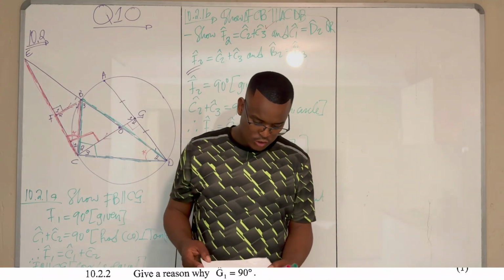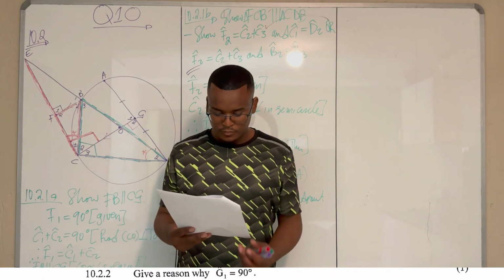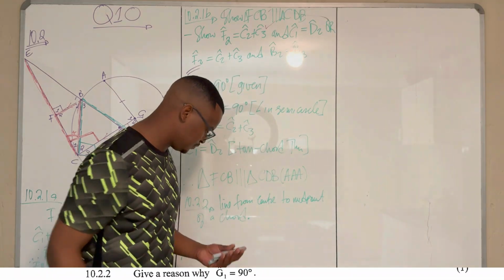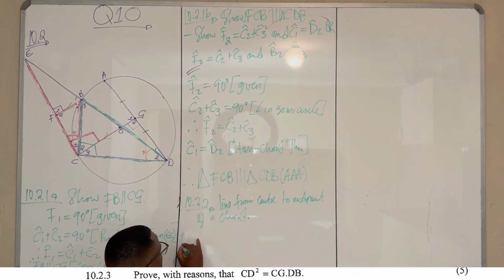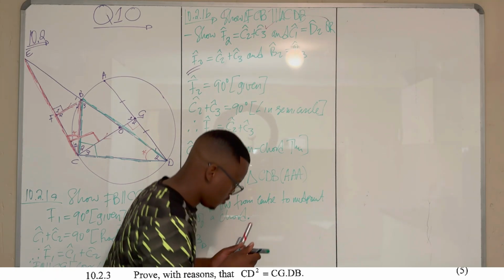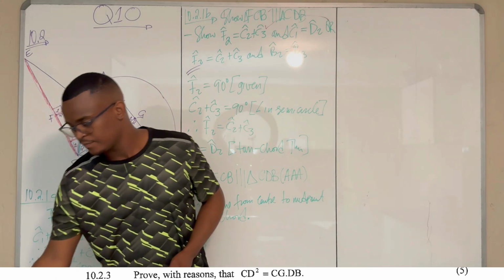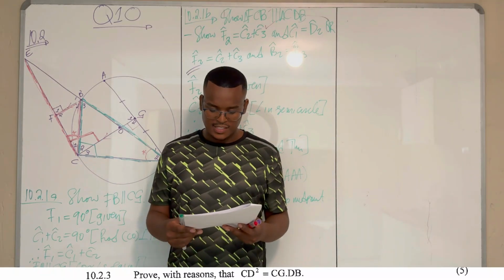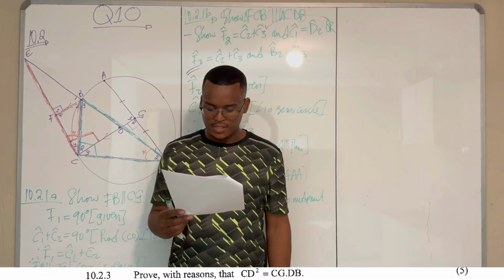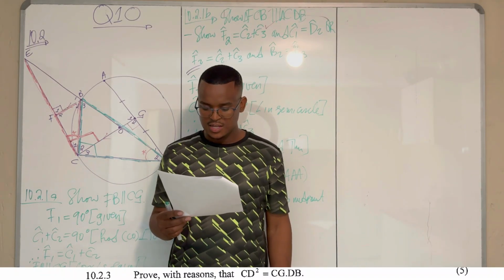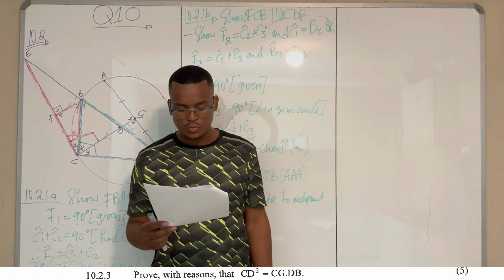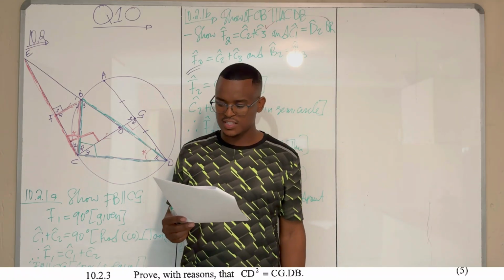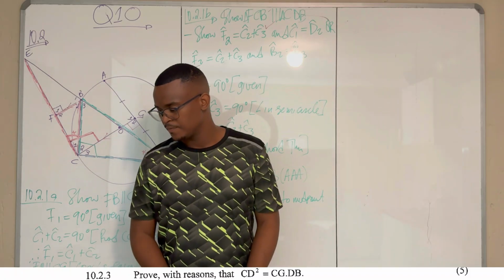Now we move to the next question, which is 10.2.3. What are they saying in 10.2.3? They are saying, prove with reasons that CD squared is equal to CG times DB. So they want us to prove with reasons that CD squared is equal to CG times DB.